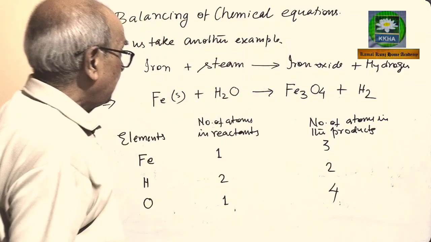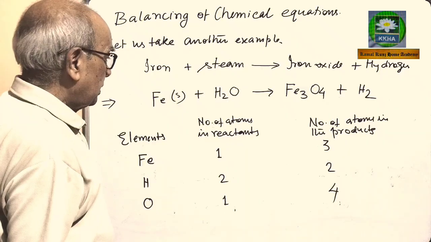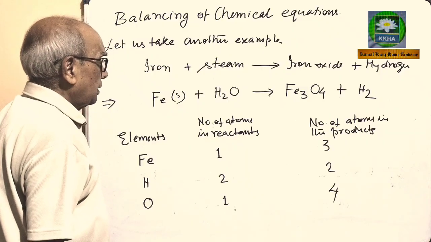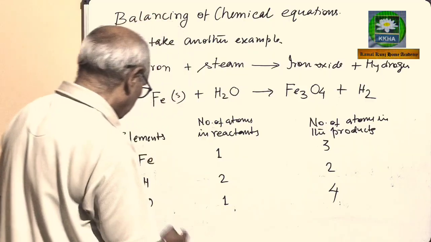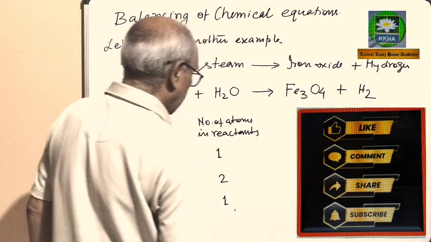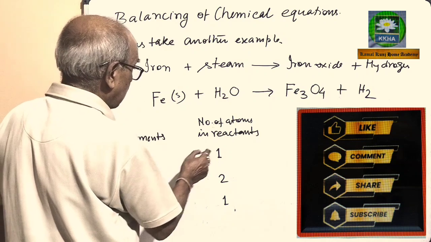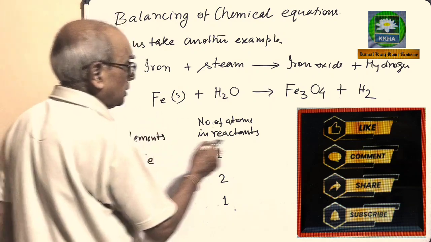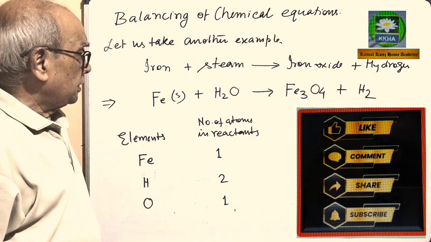Here you see that the atoms of each element are not the same in the reactants and products. Oxygen is 1 in the reactant, whereas in the product it is 4. And also the atoms of iron, in the reactant 1, whereas here it is 3. Now how to balance this equation?